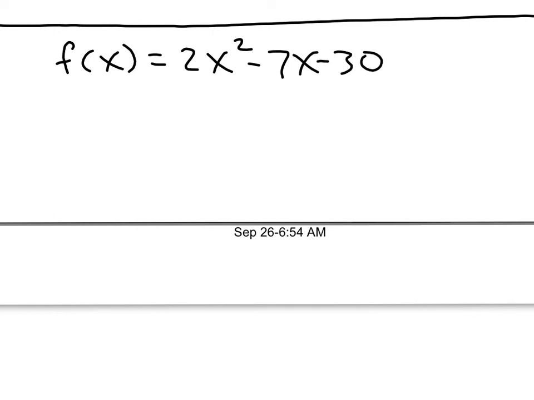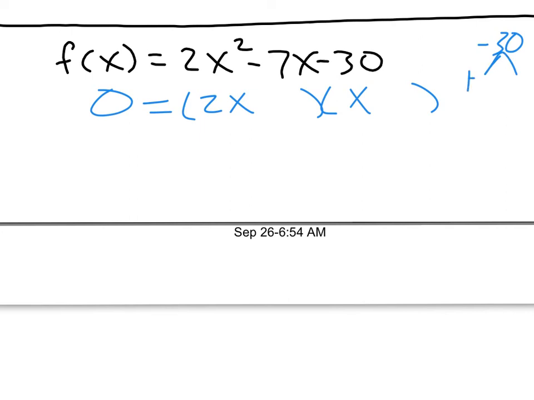Oh, it's got a 2 out front. I would love to divide all the terms by 2. But that's not going to work out well with the -7, so let's not do that. Okay, if I could, I would. Instead, what we have to do is take that leading 2x squared and we just have to split it up 2x and x. Now this changes the process of factoring dramatically, because before I would just look for 2 factors that add up to -7.